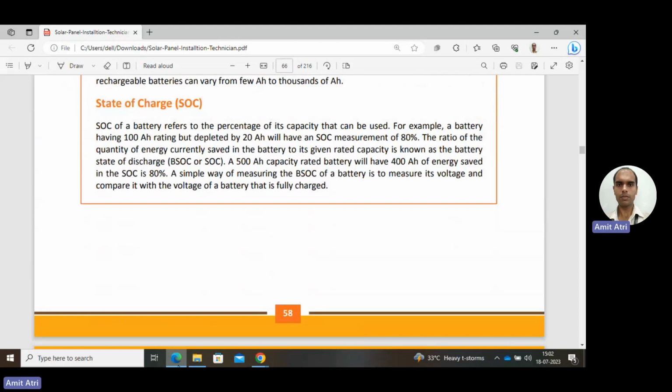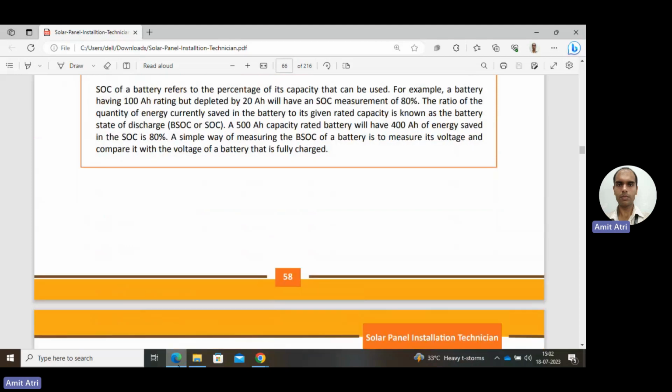The battery state of charge, how to measure it? We just need to measure the present voltage in the battery, and then compare it with the voltage of the battery when it was fully charged. Whatever is the difference, that is the state of charge.